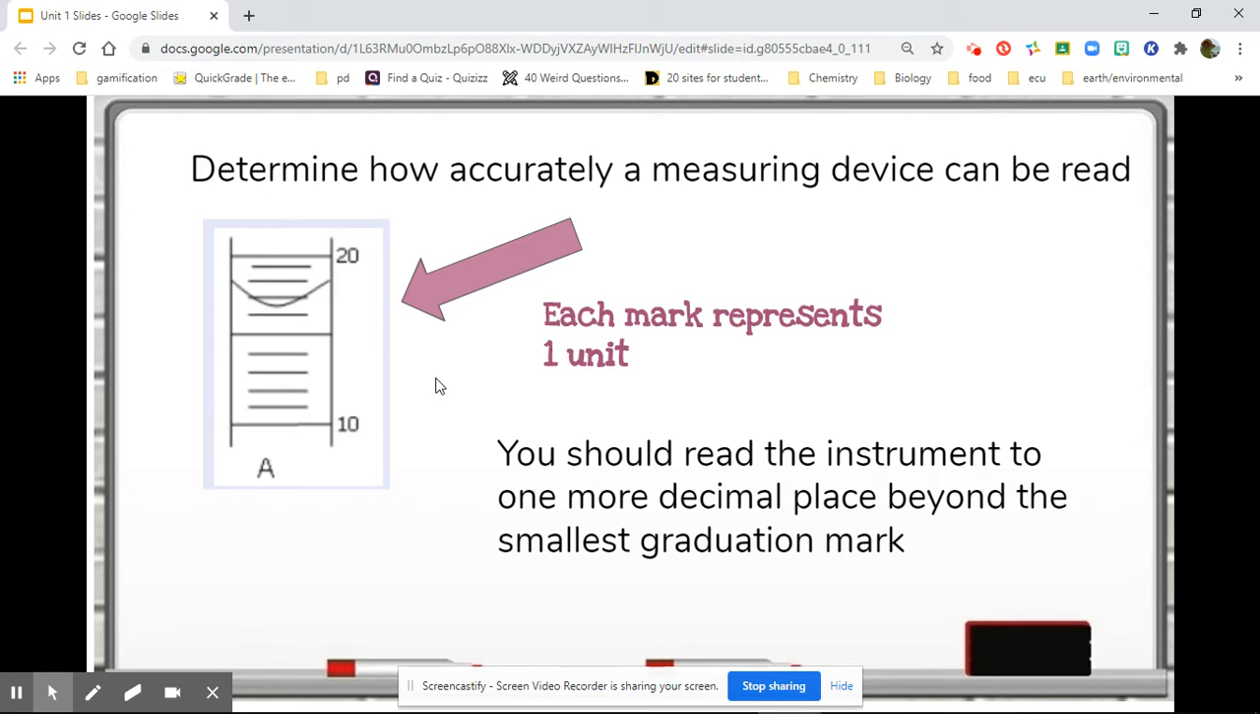When you are reading your instrument, whether it's a graduated cylinder like this, a ruler, or a balance, you always want to go one number past the mark. Here, each mark represents one unit, so our answer is going to be one place past the decimal. So we always have an estimation number. You'll see how that works here in a second, but you always want to estimate one number.